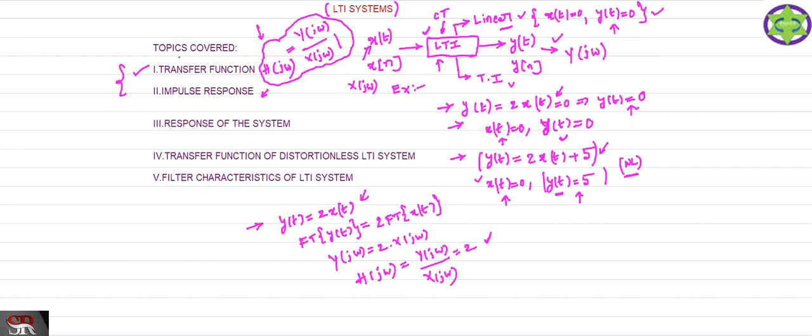For other systems, it is not possible to find out the transfer function, like in this case. So y of t equal to 2 times x of t plus 5. So this is a non-linear system. So for this system, it is not possible to find out the transfer function. The system must be a linear system to find out the transfer function of that system.